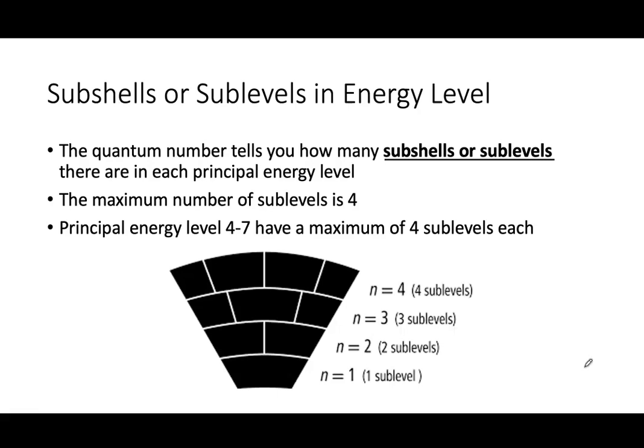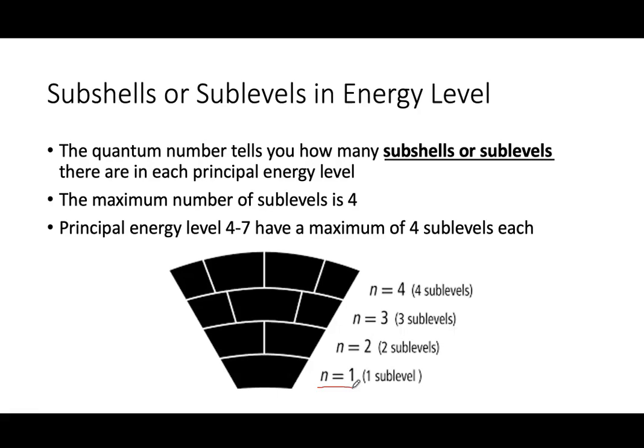For example, principal energy level 1 means your quantum number is 1. That principal energy level 1 will have 1 sublevel. Then we move to 2, that's 2 sublevels, 3 has 3 sublevels, and 4 has 4 sublevels. What's interesting is that 4 is the maximum number of sublevels you can get. So for principal energy levels 4 to 7, you will only have a maximum of 4 sublevels. Those sublevels have names.